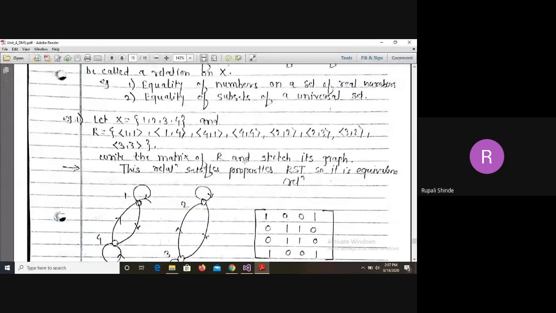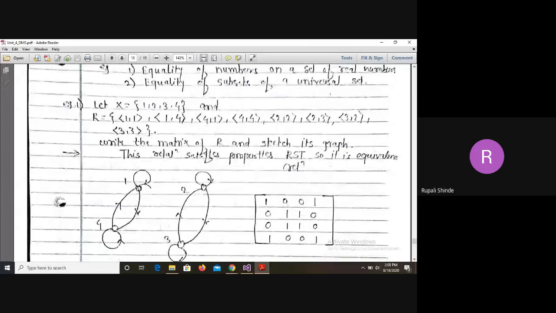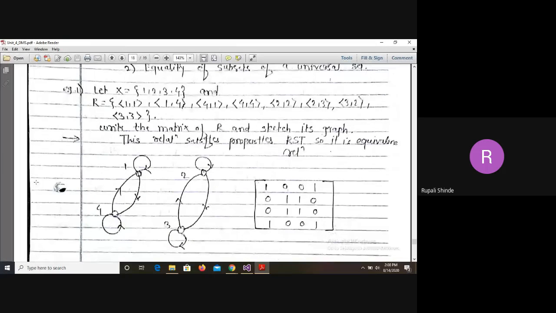Okay. So here a relation is given, and for that relation we have to draw the matrix and graph. So first we will check the matrix. Again, this set consists of 4 elements, so your matrix will be 4 by 4. 1, 2, 3, 4 are the rows. Again, 1, 2, 3, 4 are the columns. So the first ordered pair is 1, 1.